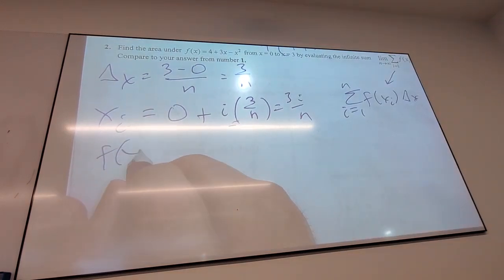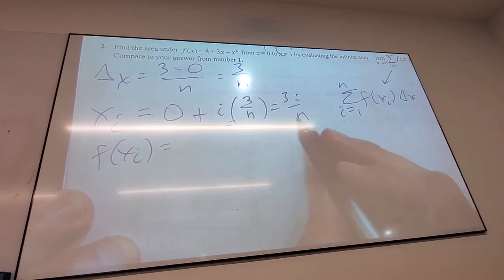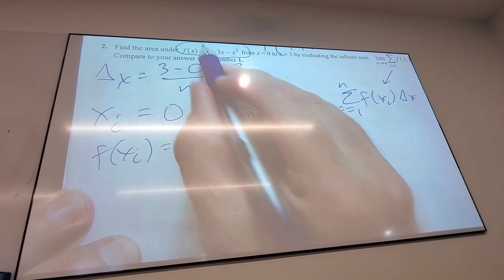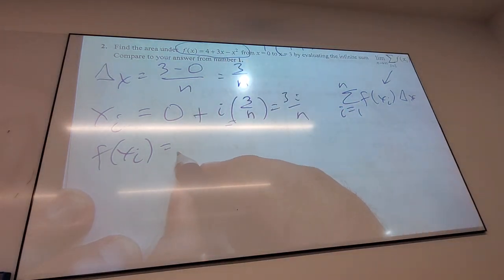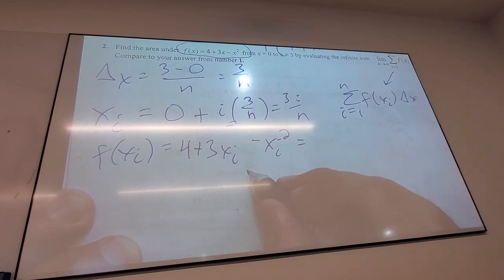f of xi. Okay, so somebody help me out. What would f of xi be? What is f of x? It's this thing here, right? So what's f of xi? 4 plus 3xi, I like it. Keep going. Minus xi squared. Now, can somebody improve on that? Do we know what xi is? Yeah, this is a 3i.